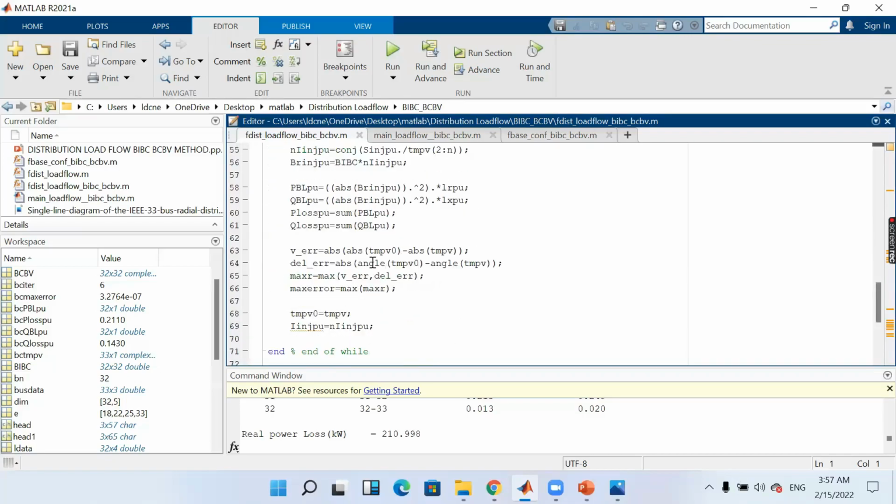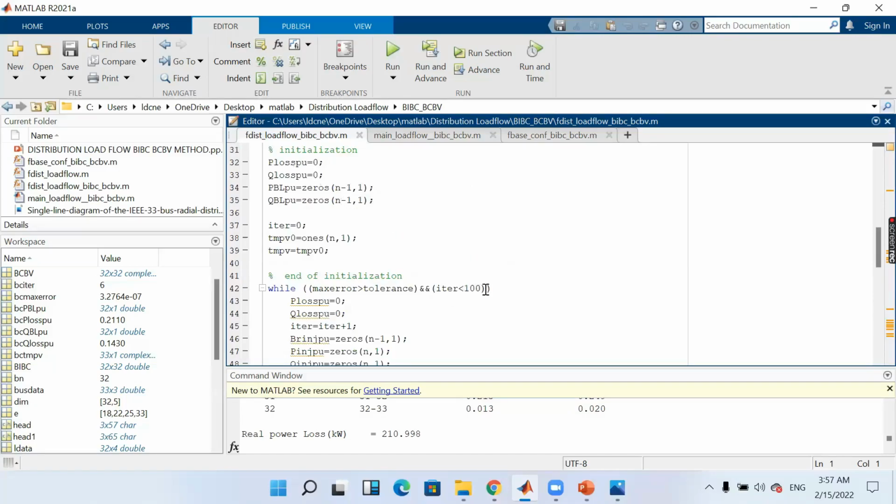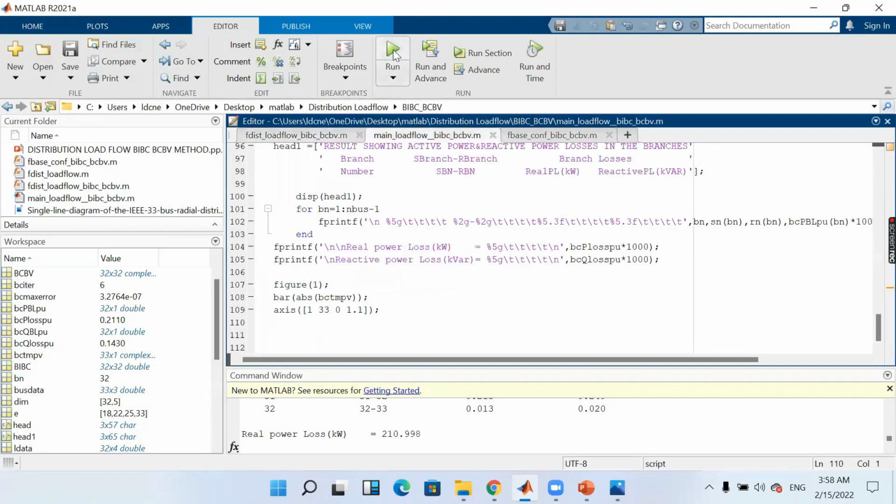And when that max error becomes lesser than the tolerance, then this load flow converges. And here we have also given the limit of iterations as 100, so that if the iteration goes beyond 100, then the loop will be terminated. In that case, the load flow is to be considered as not converged. So for convergence, the iteration must be lesser than 100. Let's run this load flow program once again.